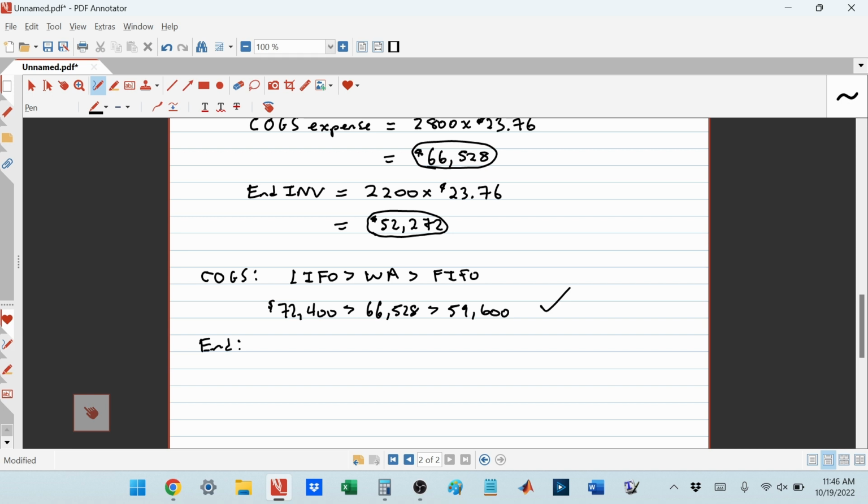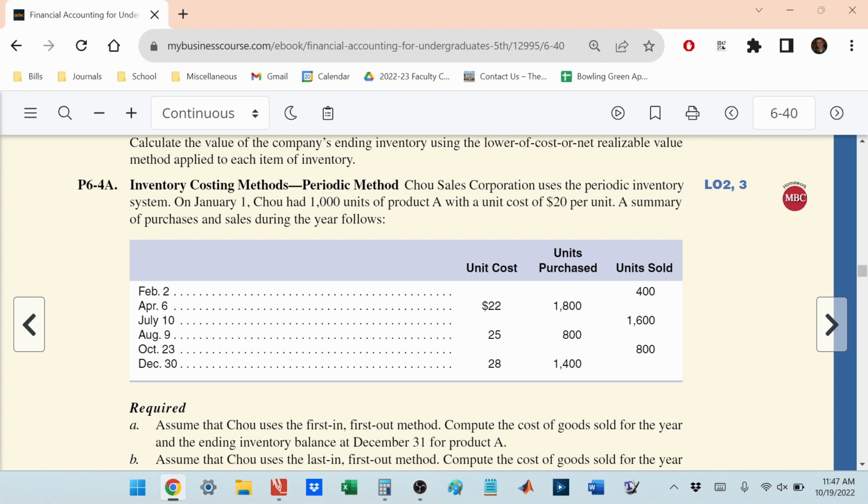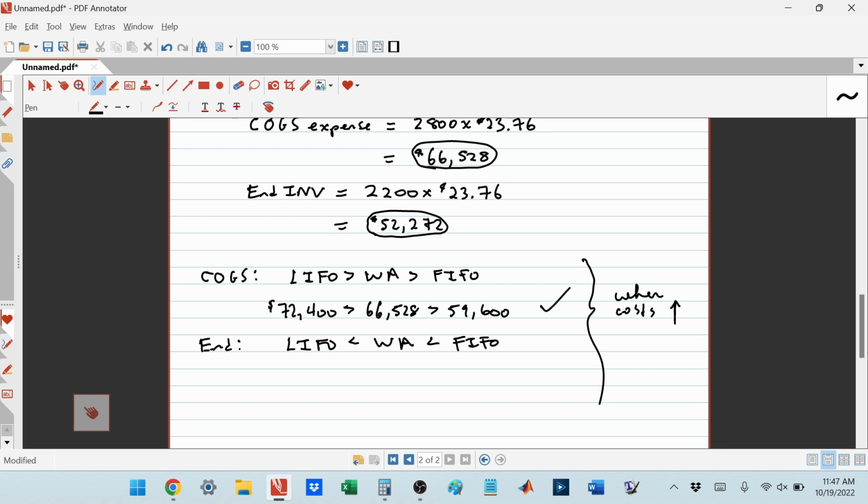And then for ending inventory, the LIFO ending inventory should be the smallest. And these inequalities only hold when prices are rising. And costs are rising here, right? From beginning of period to end of period, these same units cost us increasing prices, right? To buy a unit at the beginning of the year was $20. The same unit purchased 4 months later is $22, then $25, then $28. So prices are rising. Then these inequalities hold. If prices are falling, the inequalities are all flipped.